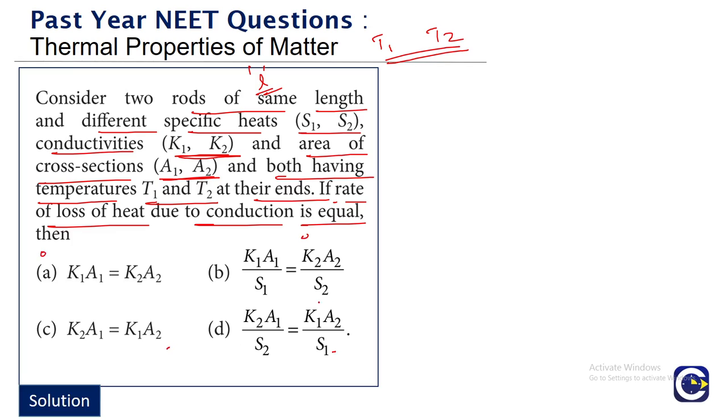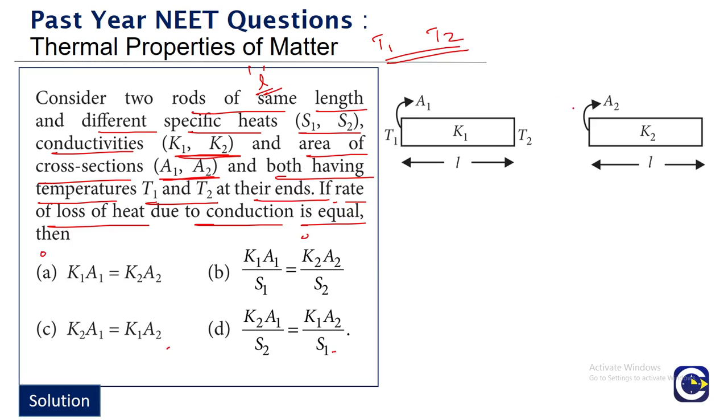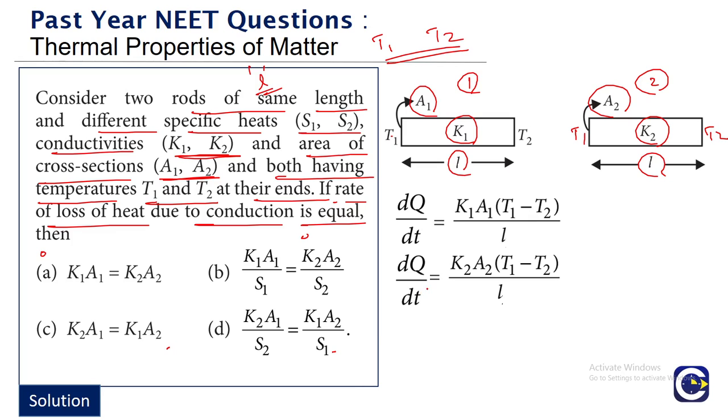First we'll look at the situation that we have. We have two rods, this is rod 1 and this is rod 2. Rod 1 length is the same, and rod 2 length is also the same. Both the ends are maintained at T1 and T2. This one has K1, this one has K2. Areas will be different. What is given is that the rate of loss of heat through conduction, the conduction power, is the same in both of them, meaning dQ by dt is the same in both.